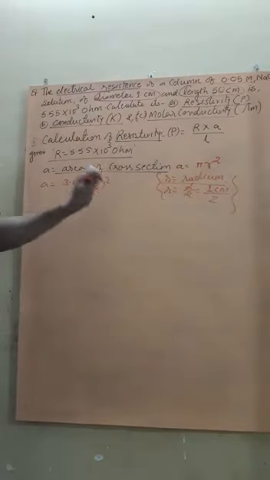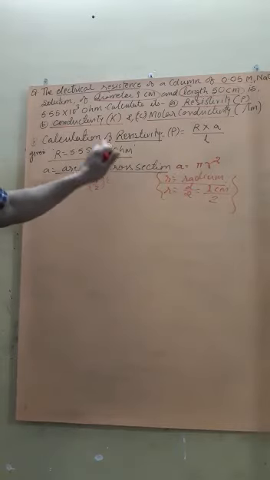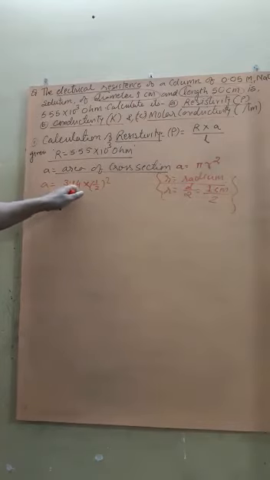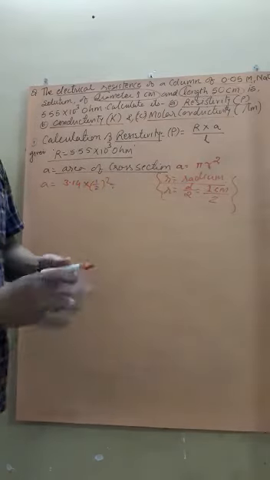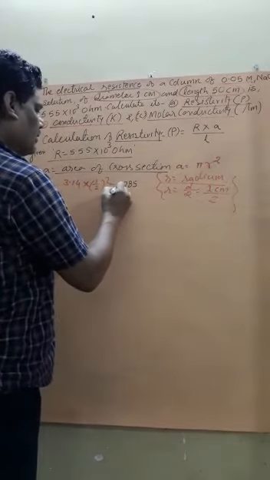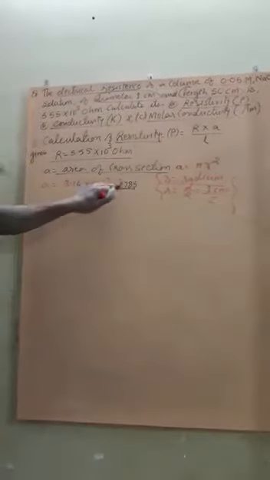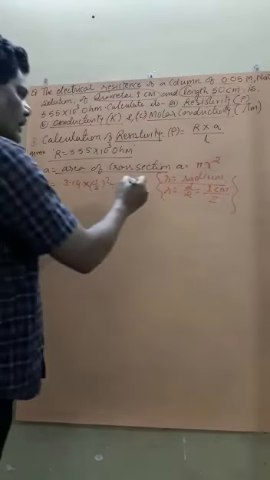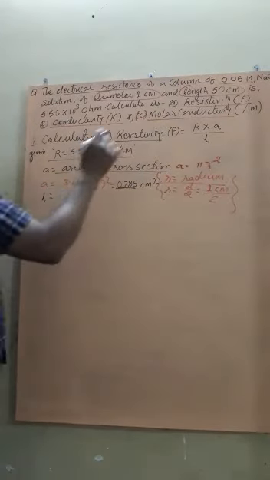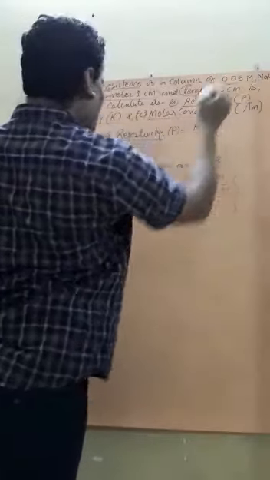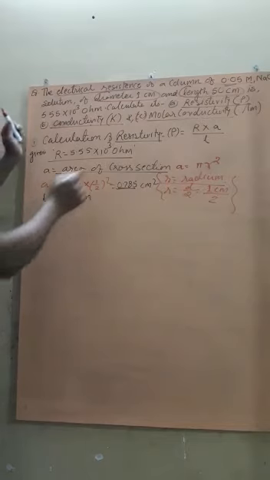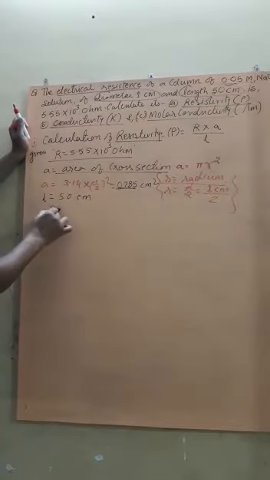So here we can get the value of the area of cross section. When you solve it, it gives the answer 0.785, and you know its unit is cm square. Now what about L? Is it given in the question? Yes, it is given in the question: 50 centimeter.